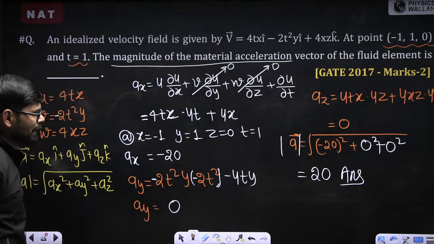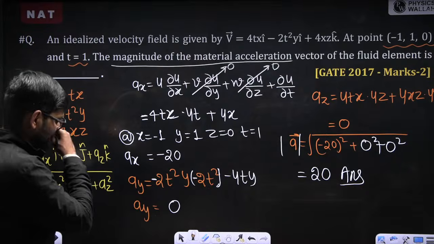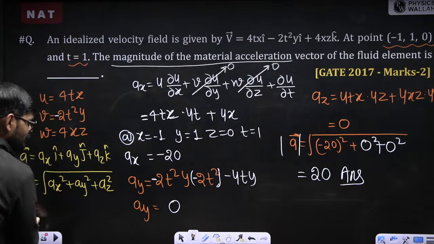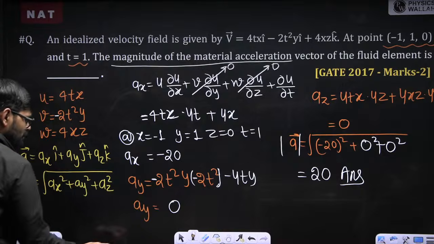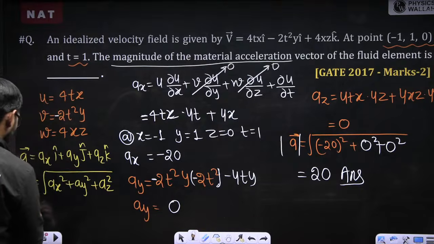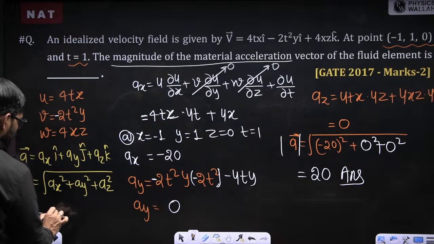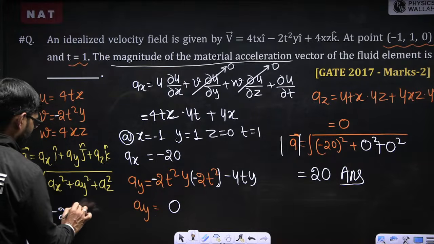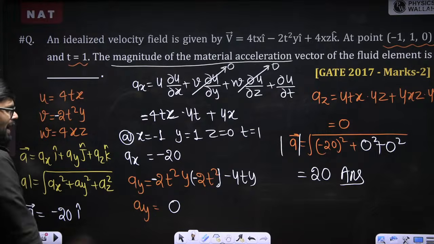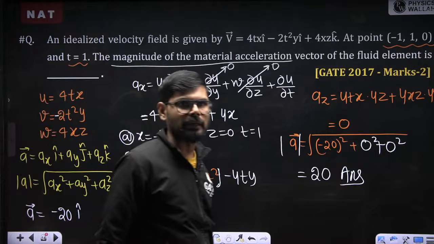Ax value is minus 20, right? So A will come like a vector sum here, right? A value will come like minus 20 cap. So when you calculate the magnitude part, it will come only plus 20.